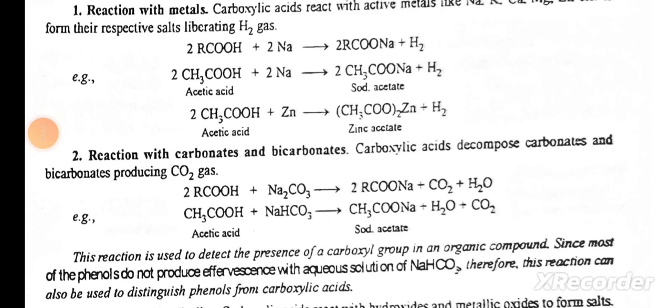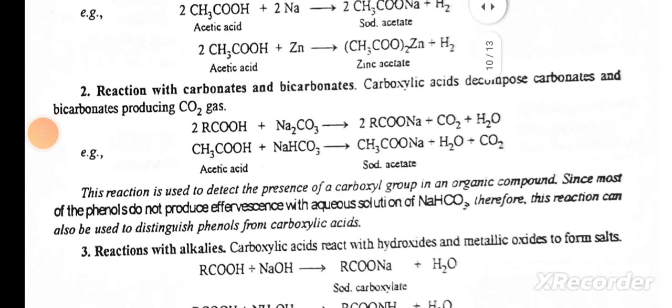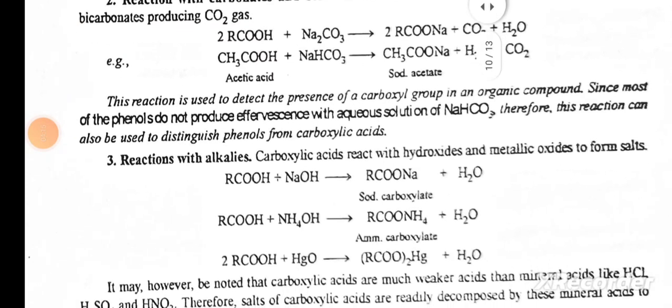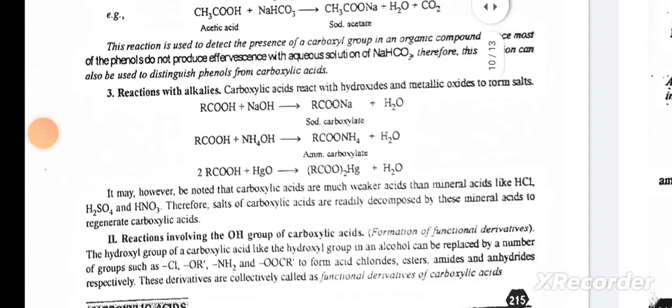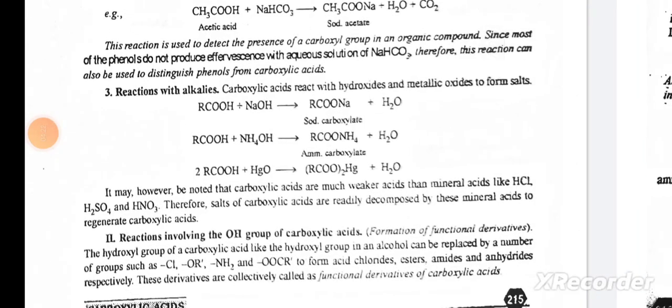Example: acetic acid to sodium acetate, acetic acid to zinc acetate. Reaction with carbonates and bicarbonates: carboxylic acids decompose carbonates and bicarbonates, producing CO2 gas. Acetic acid to sodium acetate. This reaction is used to detect the presence of a carboxyl group in an organic compound.